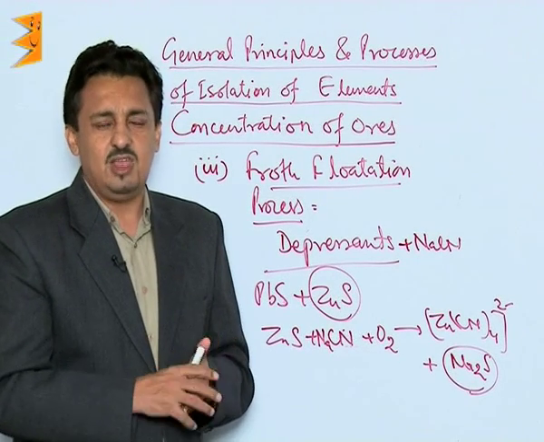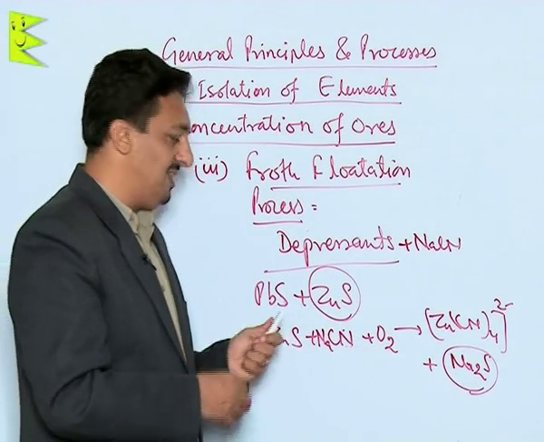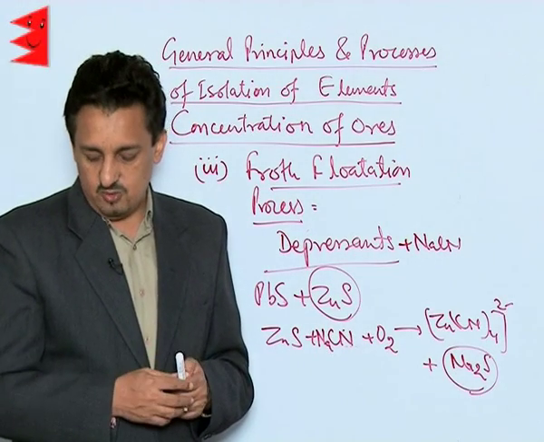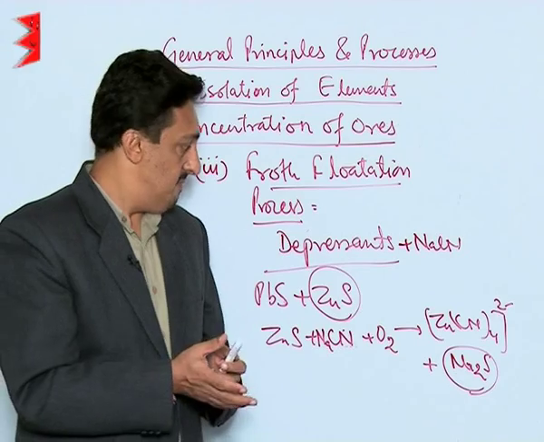Sodium cyanide is a very common depressant which is used particularly in the froth flotation process of the lead sulfide ore. So this is what the depressants are.